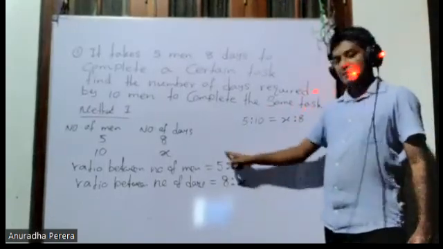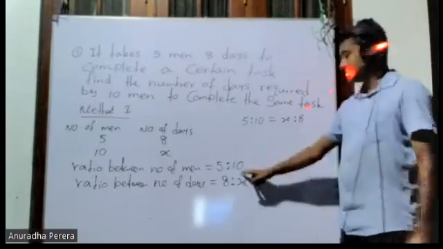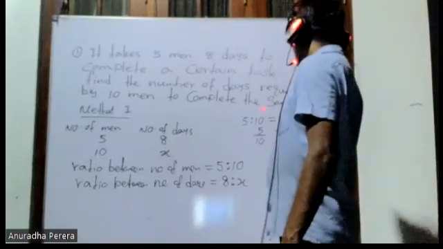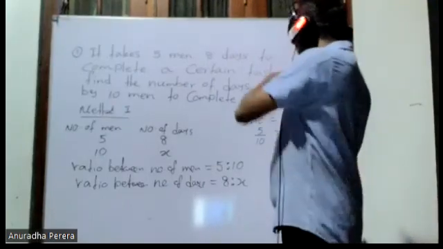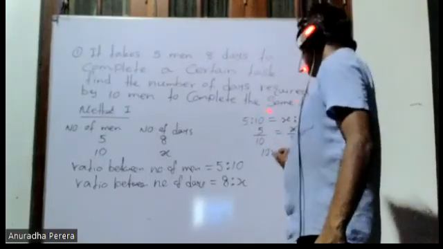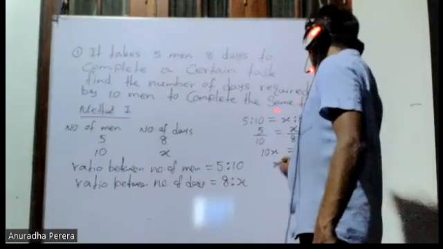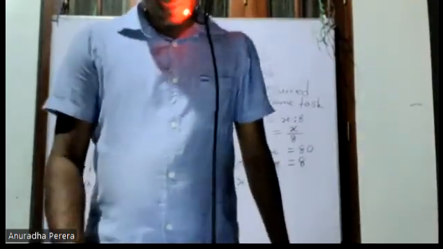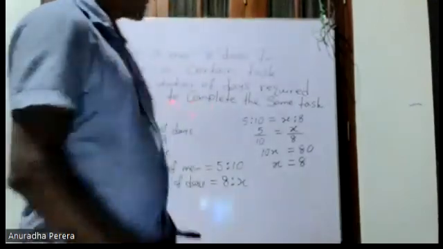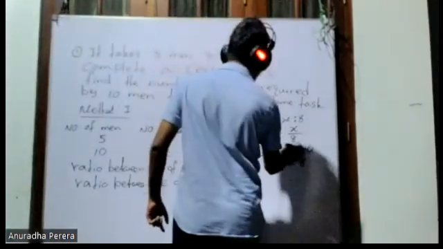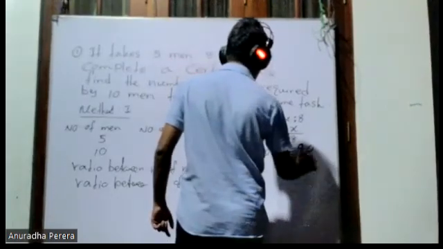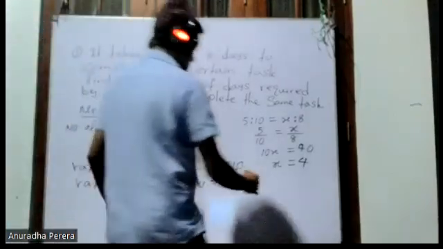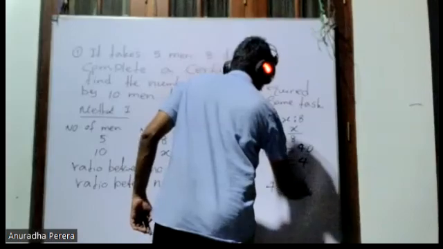Or you can change this one, no problem: 10 is to 5 equals x is to 8. Now you can write this as a ratio, 5 over 10 equals x over 8. Now the cross product: 10x equals 80. Then x equals 8. The answer is 8. Sorry, this one is 40. x is 4. That means 4 days. The answer is 4 days. This is method 1.